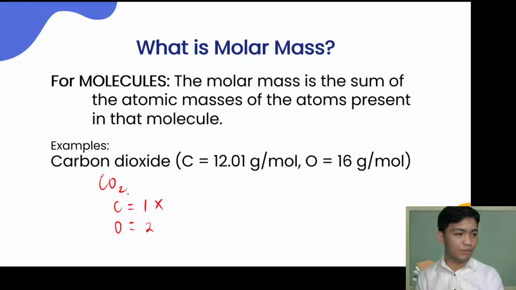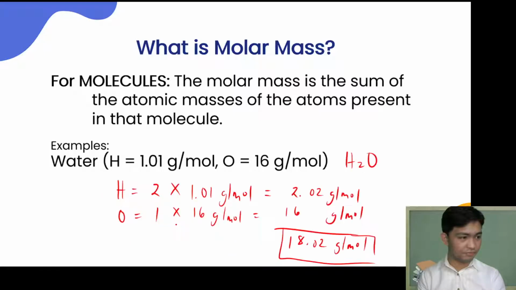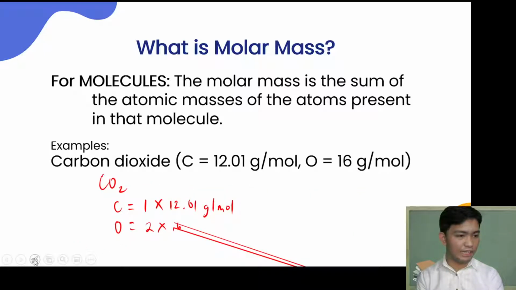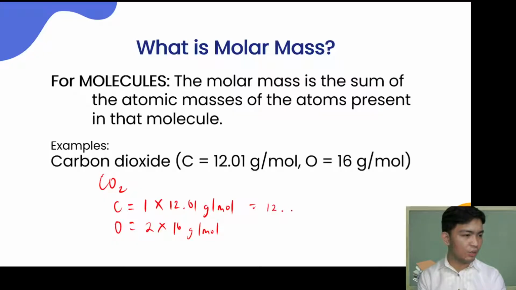So 1 times, what is the molar mass of carbon? 12.01 grams per mole. And then for oxygen, 2 times 16 grams per mole. So 1 times 12.01, definitely same pa rin, 12.01 grams per mole. And then 2 times 16, you have 32 grams per mole.